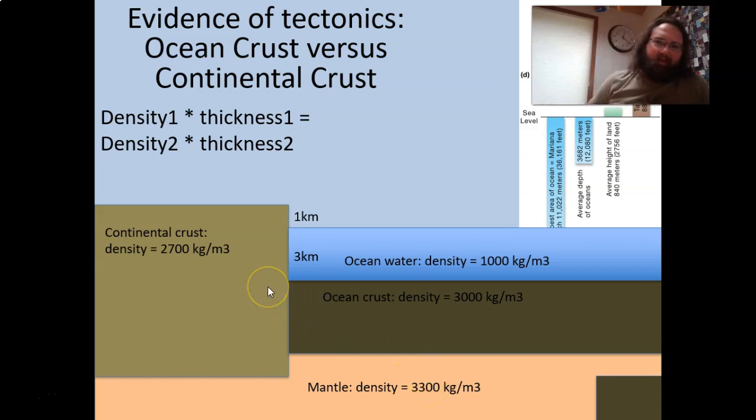So if you have a 25-kilometer thick block of continental crust, the surface of that continental crust is going to end up being quite a bit lighter than your ocean water and ocean crust combination, and the surface of the continental crust will poke up above the surface. Now this leads to two interesting major observations.